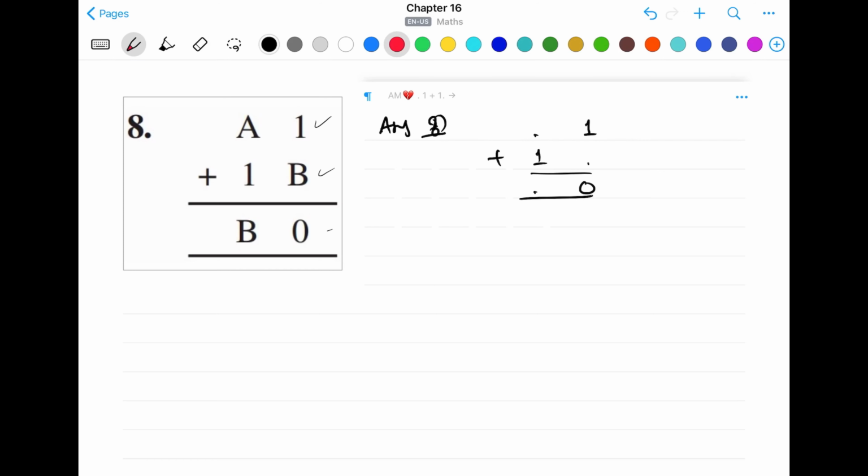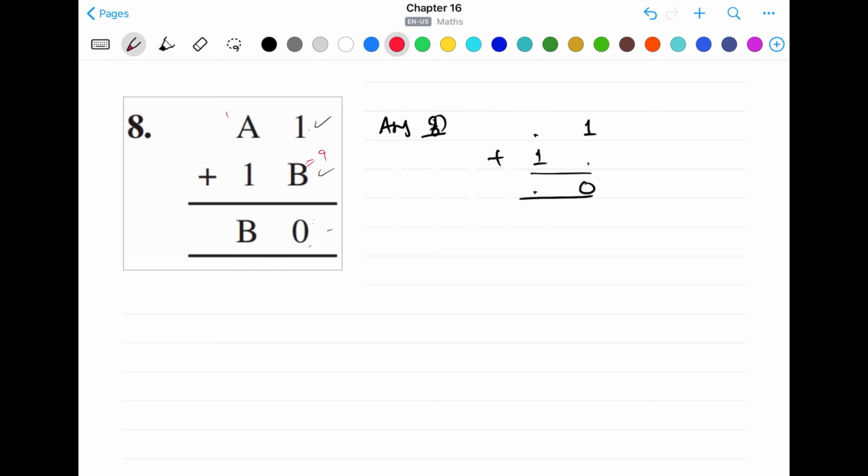Okay, so let's assume a number. So this 1 is added to a number resulting as 0 here, so that means that this b should be 9, because 1 plus 9 will give us 10. Then we get 0 here and carry will be 1.